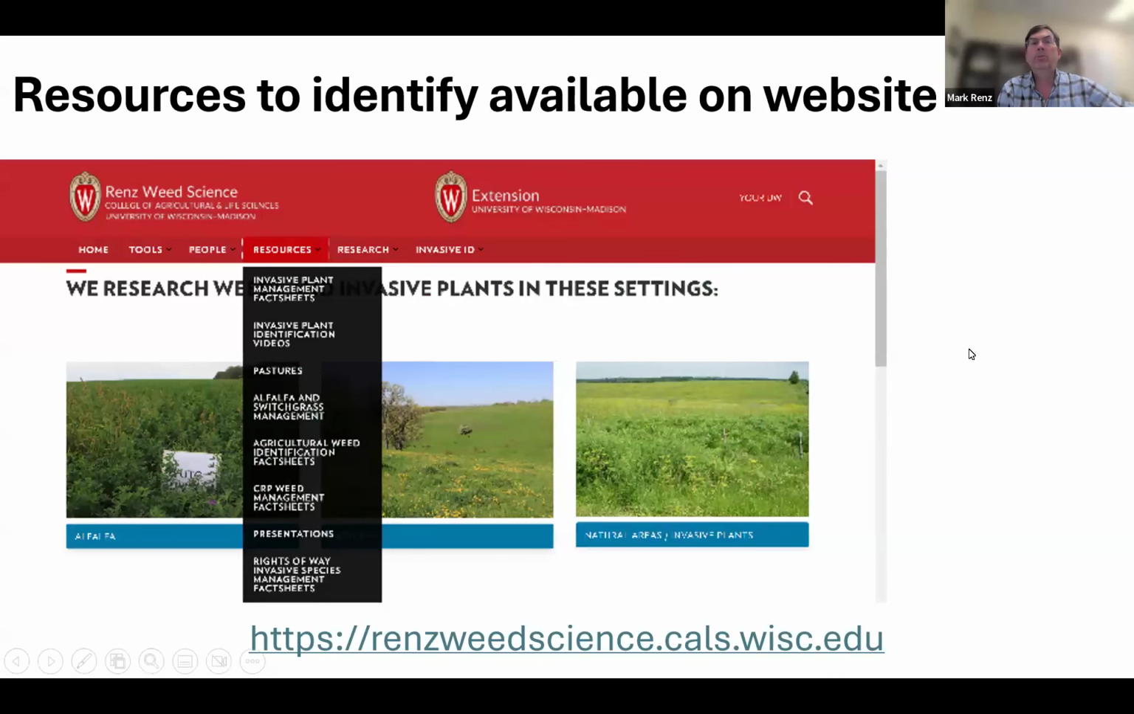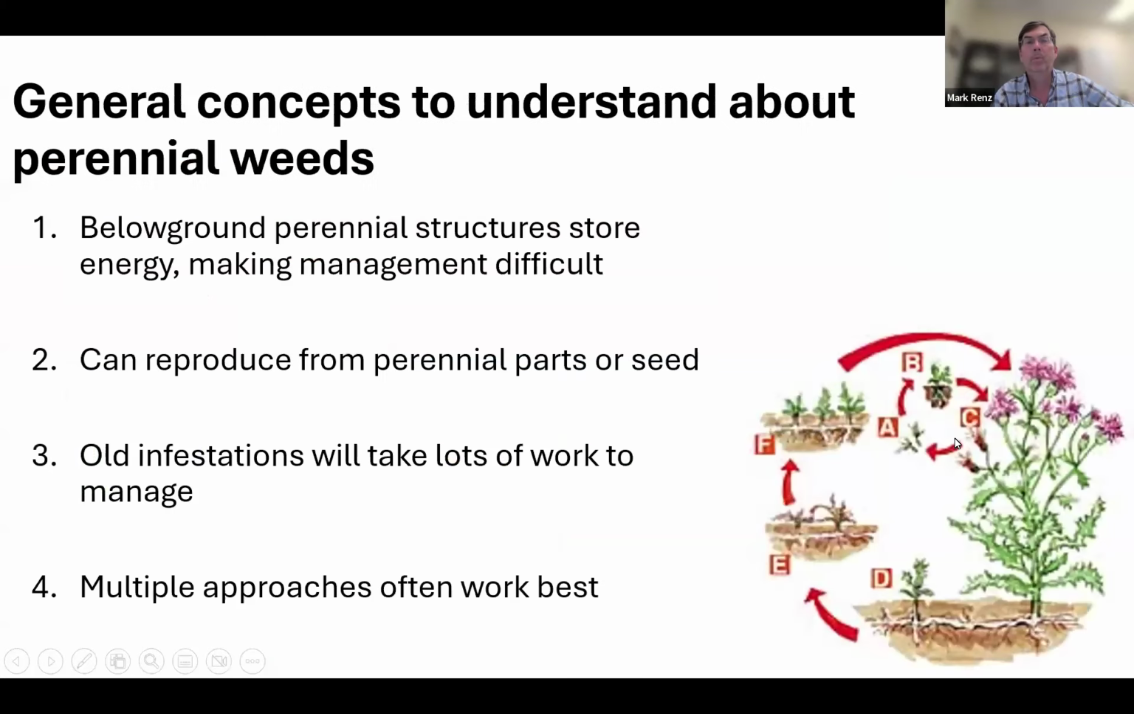Before I go into the details about the specific biology and management options for these, I do want to point out that we have a lot of resources available to help you with identification and management. If you go to my website listed at the bottom here and look at invasive plant management fact sheets and videos, those are available to help you with identification. Clicking on this invasive ID tab here will get you to some slides that go in detail about the key characteristics for the species and lookalikes as well.